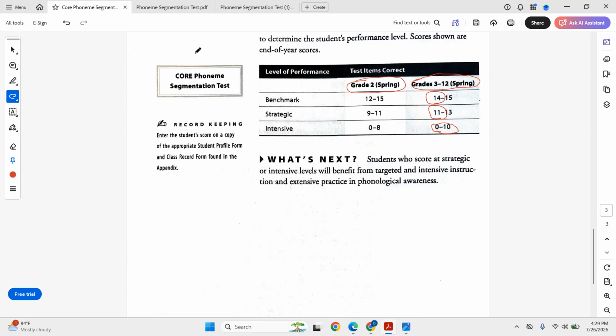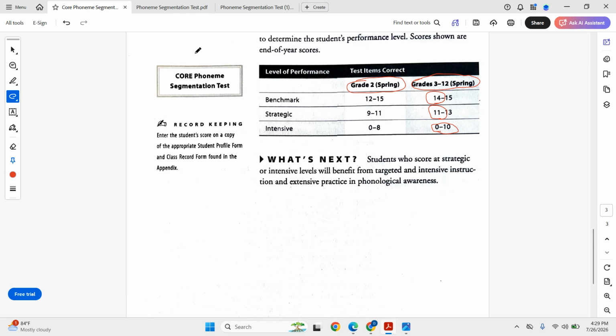Instruction should include frequent opportunities to practice phoneme segmentation using evidence-based strategies such as say it and move it. These instructional routines will help students strengthen their awareness of individual speech sounds and supporting improvements in decoding, spelling, and overall reading development.